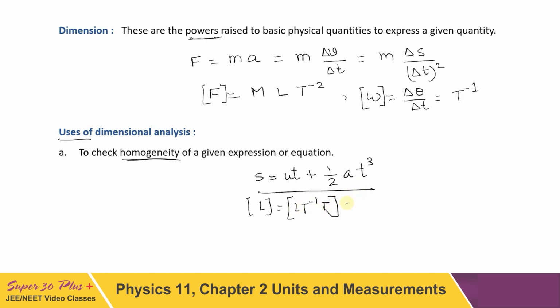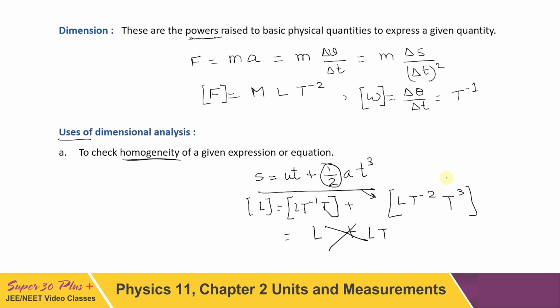Plus the third term, now half is a numeric constant, no need to write it while writing the dimension. Next is acceleration. Acceleration you all would be knowing, L T^-2 and then t cube. This is L, but what about this? It is T^-2 and T^3 here, so one T will remain. Is it possible to add a length term to a term which has dimension L into T? No, this is not correct. So the given expression we can say is incorrect. This is to check the homogeneity of a given expression or equation.